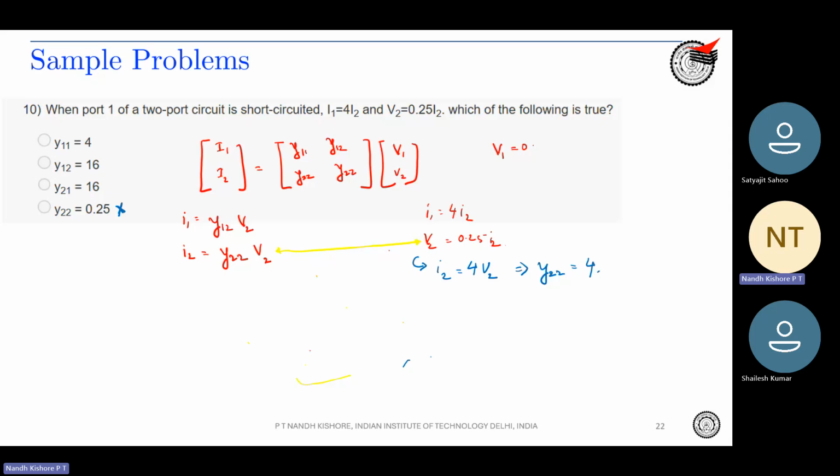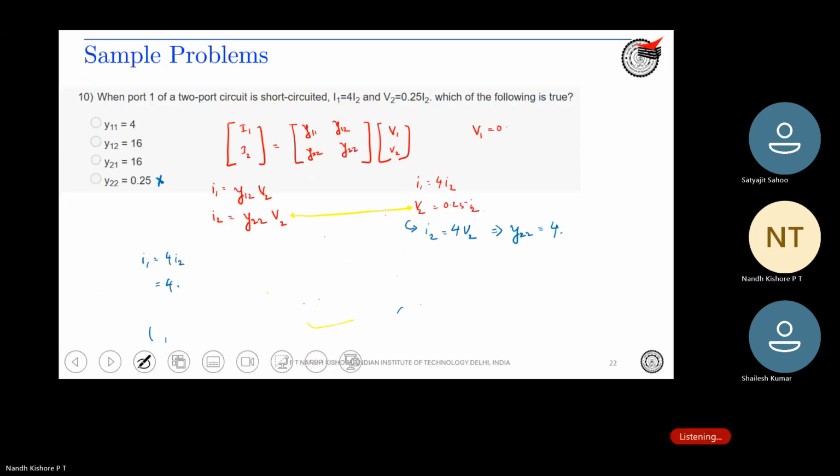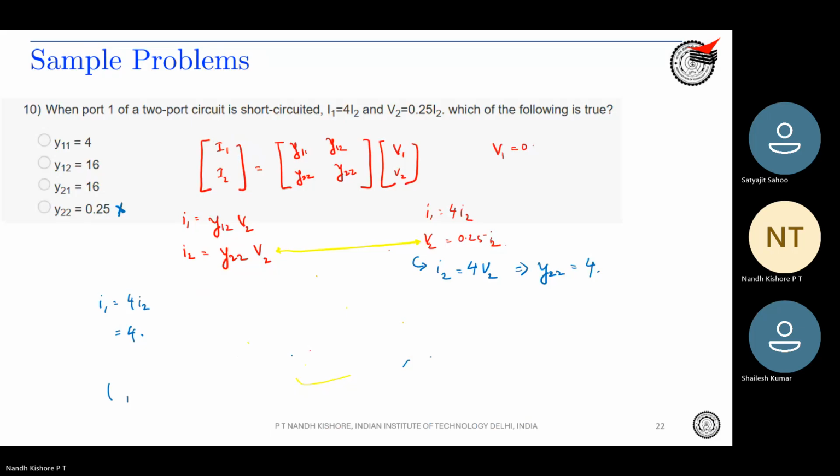Then the next part is I1 is equal to 4 I2. Again, I1 is equal to 4 I2 is given. So 4 into I2, where I2 is 4 V2, is 16 V2. What you see is that I1 is equal to Y12 V2, right? So Y12 is 16. So this is correct. Y12 is equal to 16 is correct.